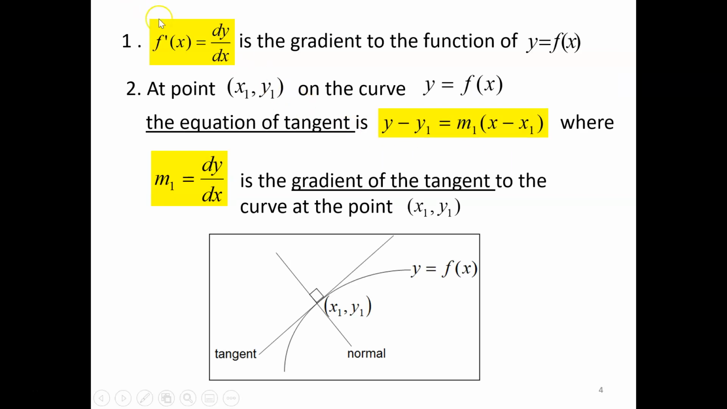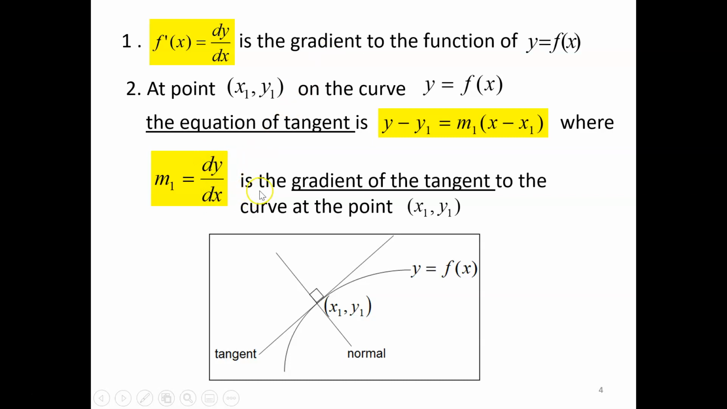So the first one, f prime x equal to dy dx. This is quite similar to what we have learned before, also known as the gradient to the function y equal to f(x). Okay, remember dy dx or f prime x is also known as gradient. At point (x1, y1) on the curve y equal to f(x), the equation of tangent is y minus y1 equal to m1 times (x minus x1), where m1 here is the gradient, or we derive it as dy over dx.